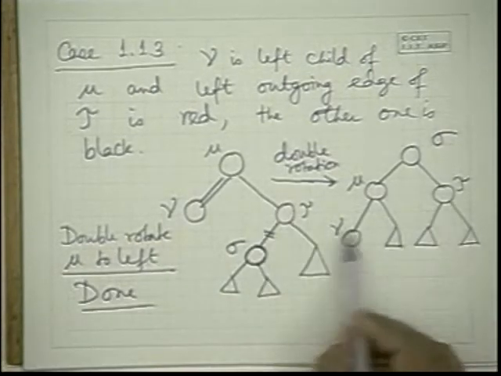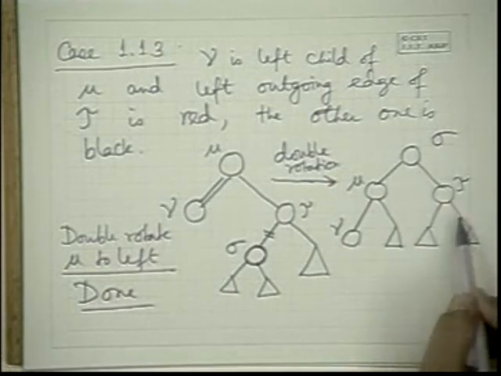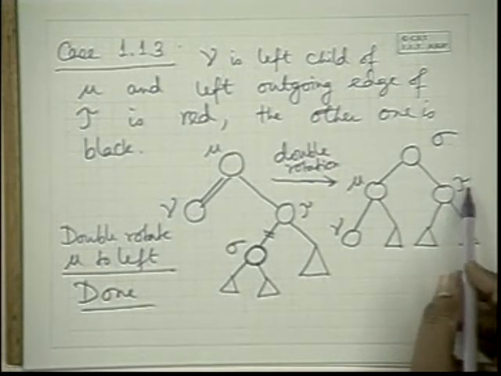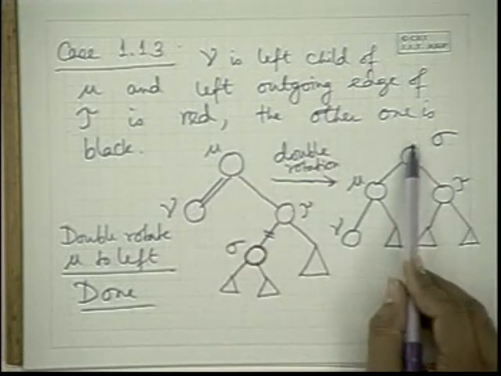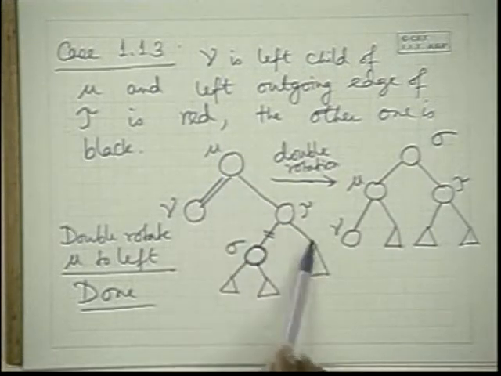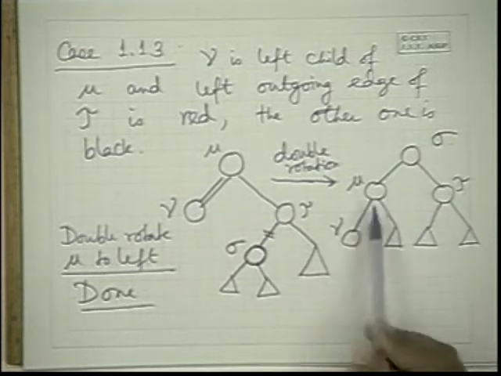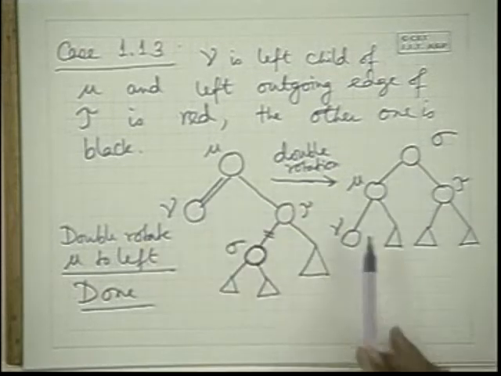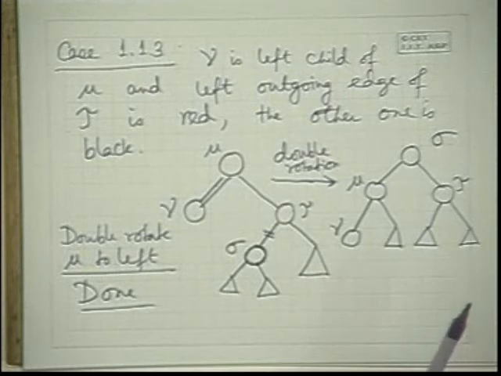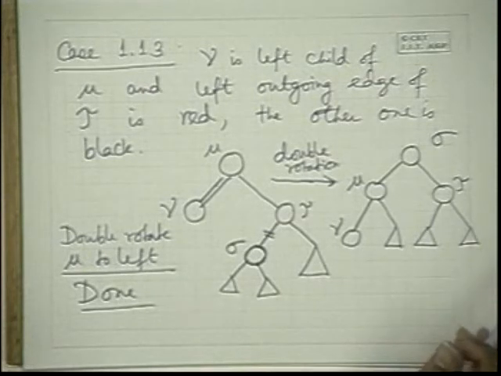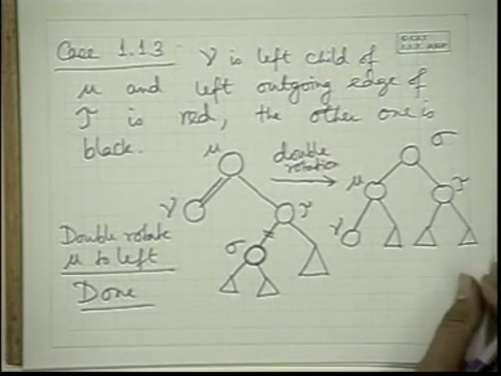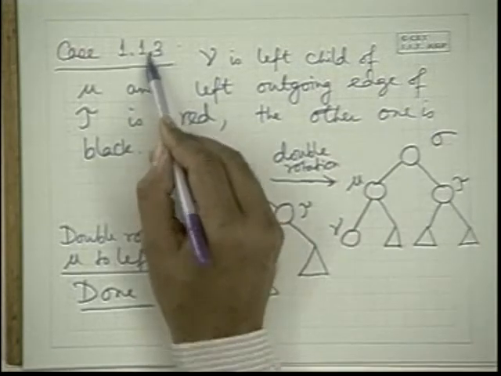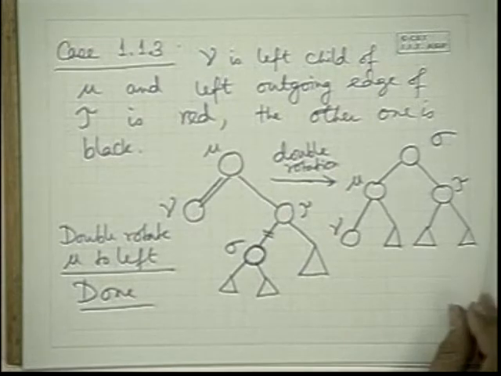If you do this, you can see there is no double black edge. Everything is fine. Just you have to look at whether the parent of mu is okay. And here parent of mu had at least two black. You are maintaining two black. No problem. This two black has gone here also two black. So everything is all right. If you do a double rotation this way, okay. So this is case 1.1.3.